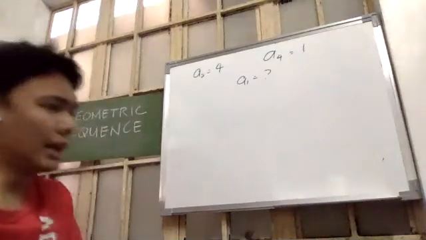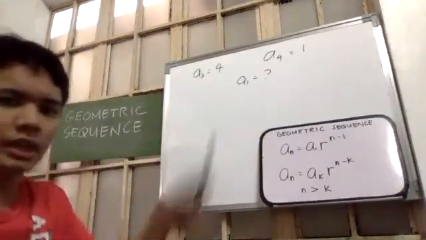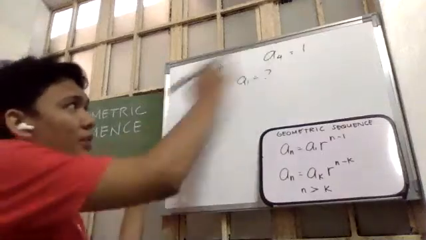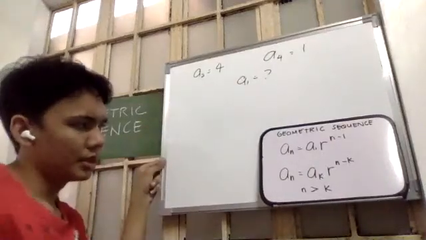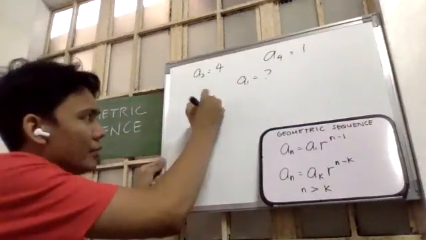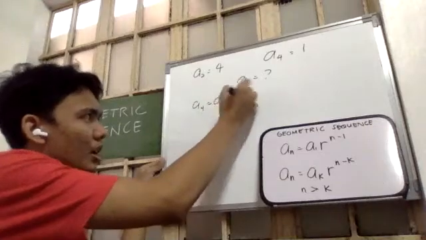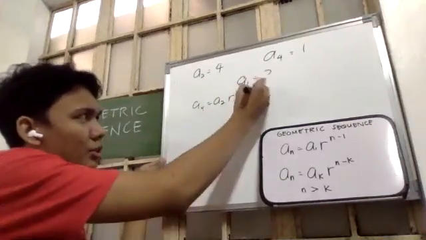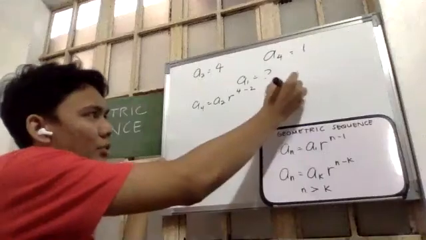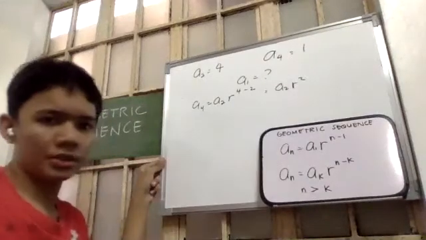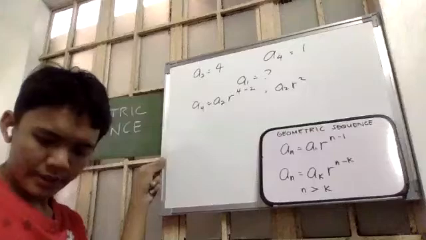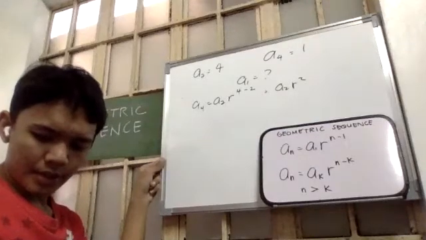So, using this formula, identify muna natin yung R. Yung ating common ratio kasi magkalayo sila. So, we substitute. I have A sub 4 is equal to A sub 2 R, ano yung N natin? 4 minus yung K natin is 2. So, magiging A sub 2 R squared. Okay? So, next.